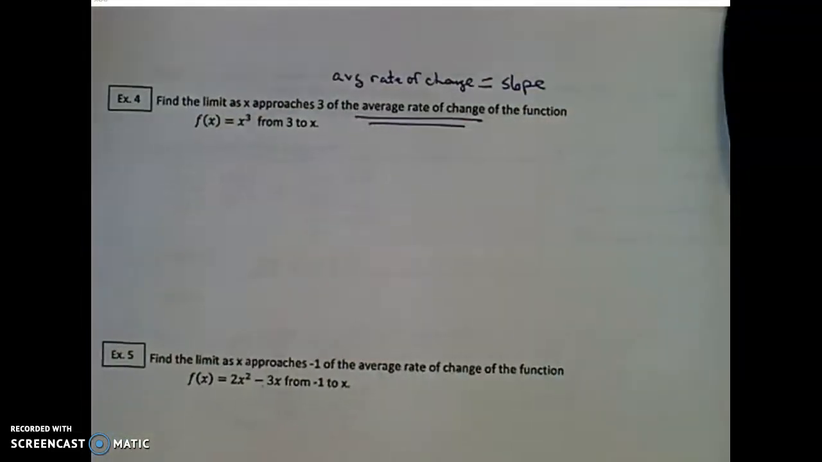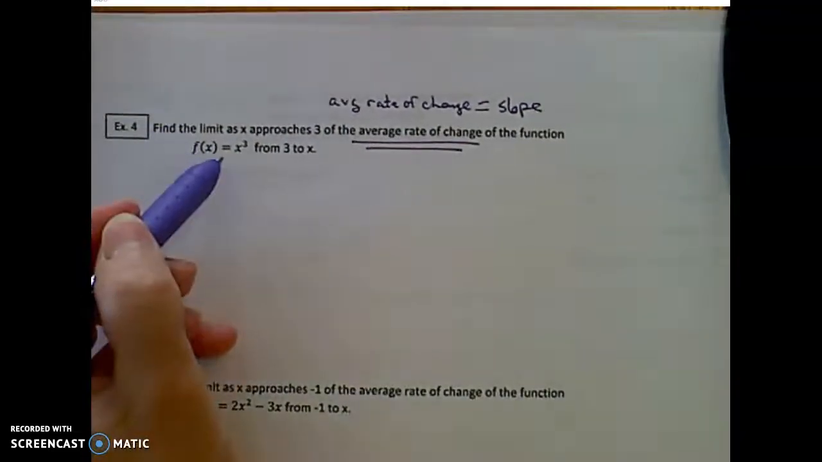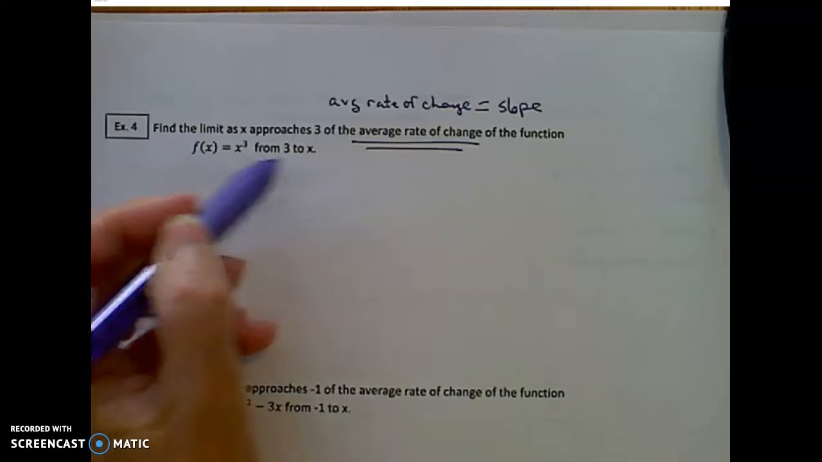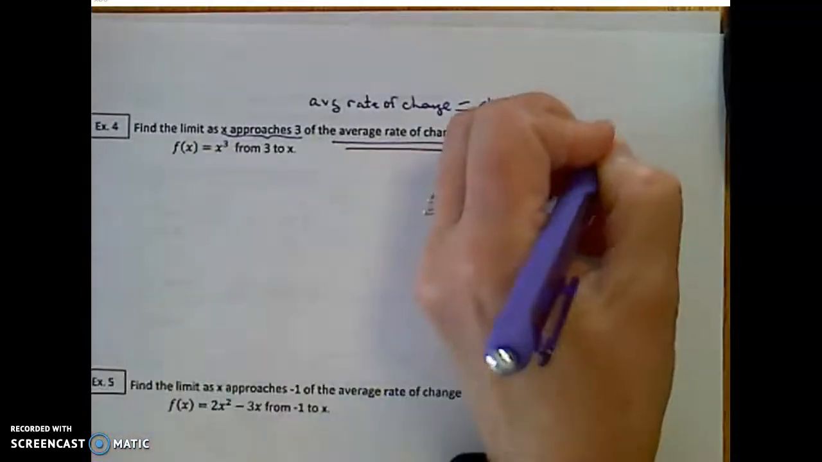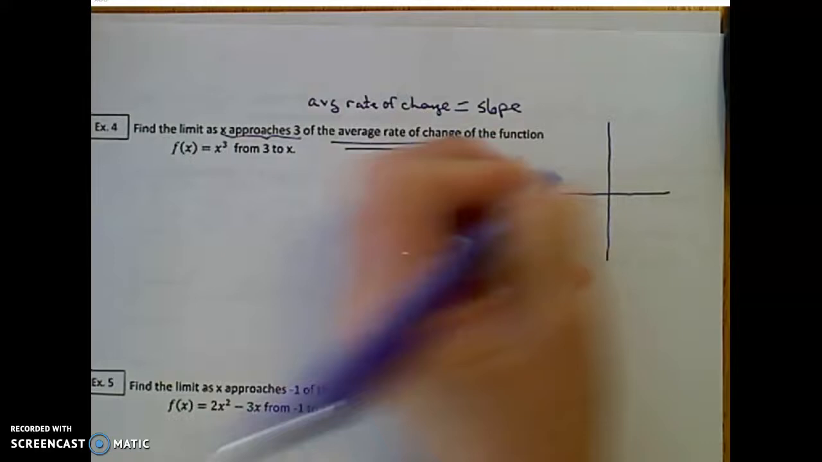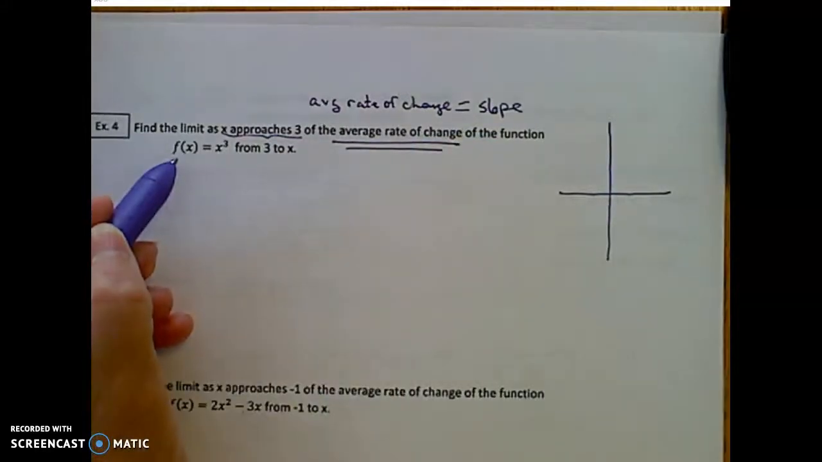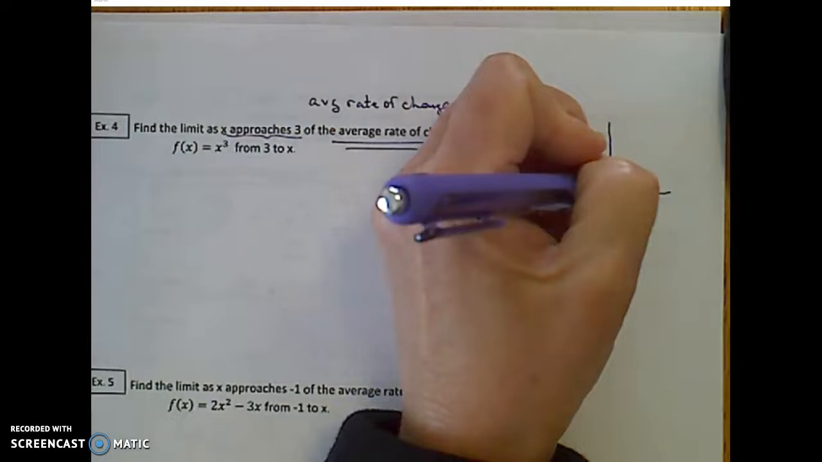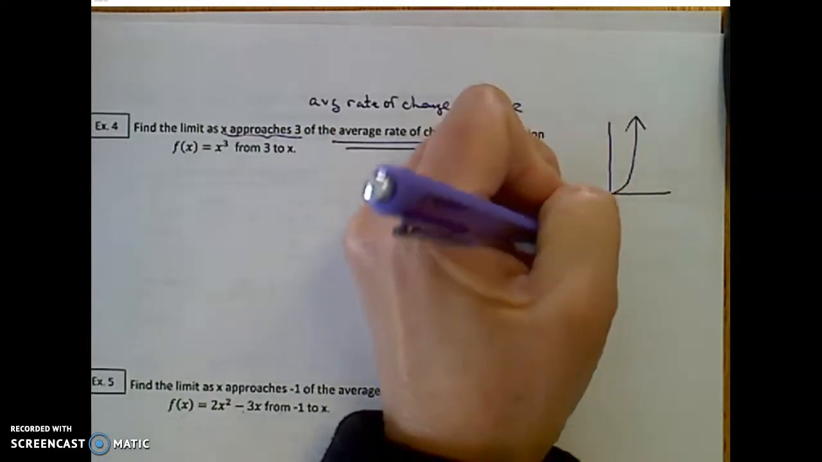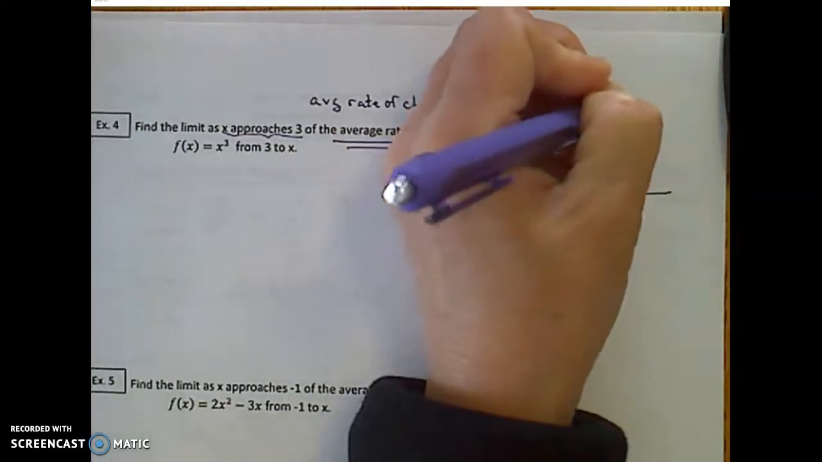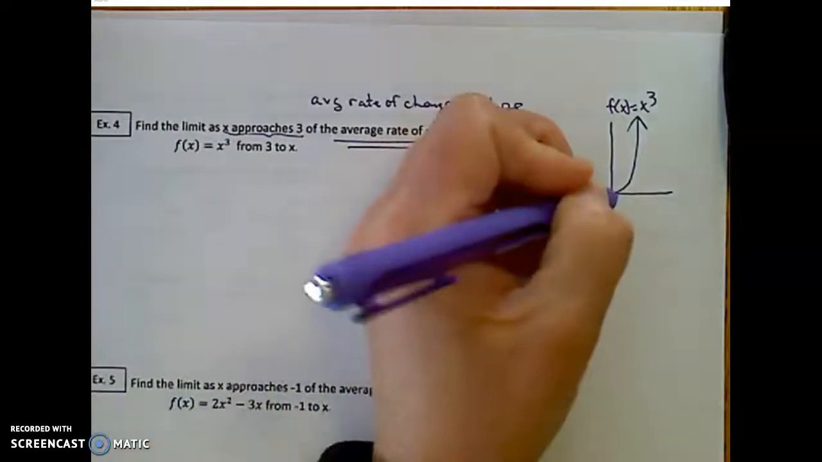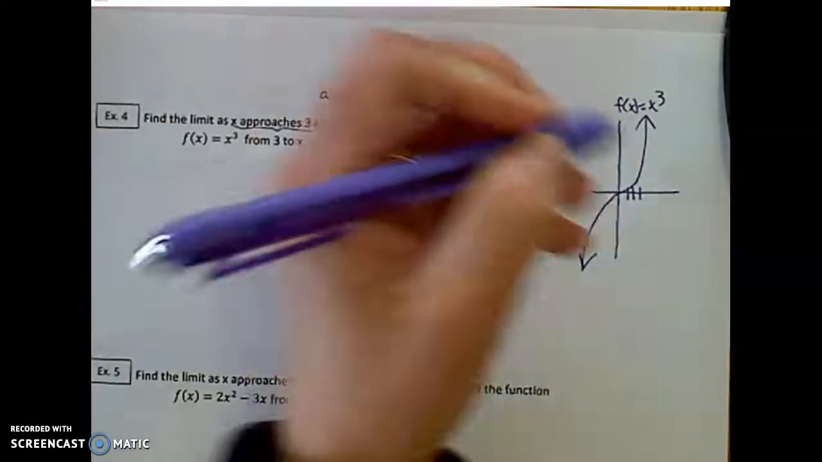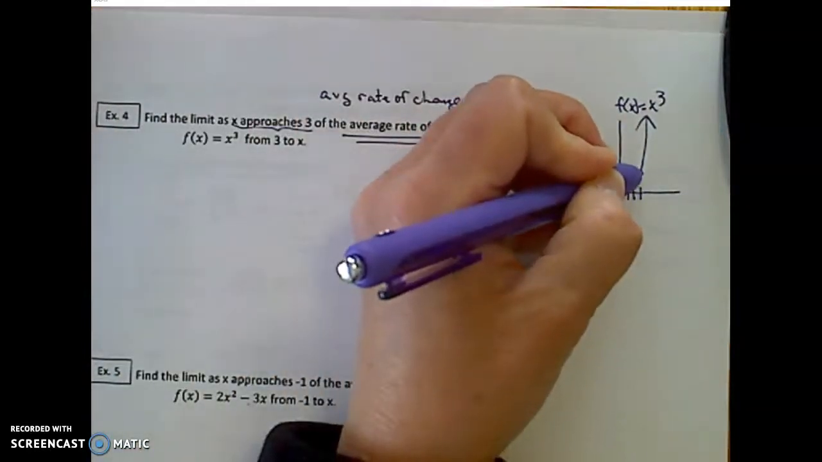Okay, this is weird. How are we going to find the slope of this thing as x values approach 3? I always like to have an idea of what I'm finding. What does f of x equals x cubed look like? F of x equals x cubed was this little squiggle graph, if you remember. There's f of x is equal to x cubed. What happens to the slope as x values get close to 3?